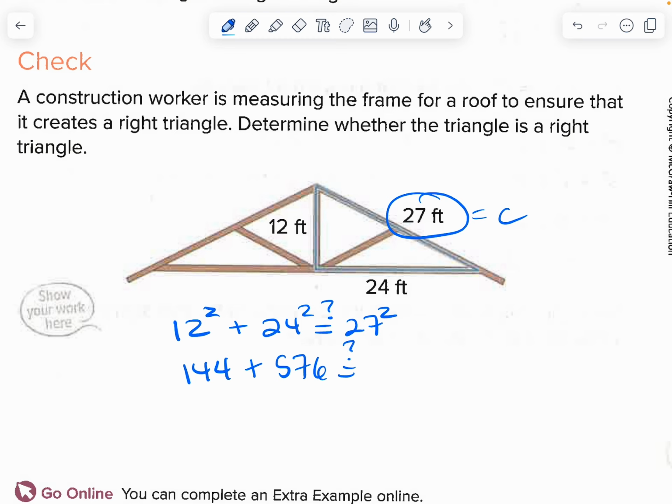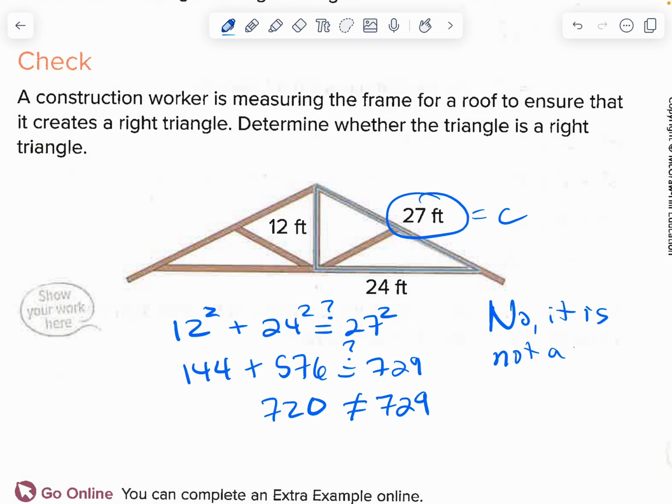Does that equal 27 squared? Oh, that was bad. Does that equal 729? Well, that's a 0 plus 144. That equals 720. This does not equal 729. So no, it is not a right triangle.